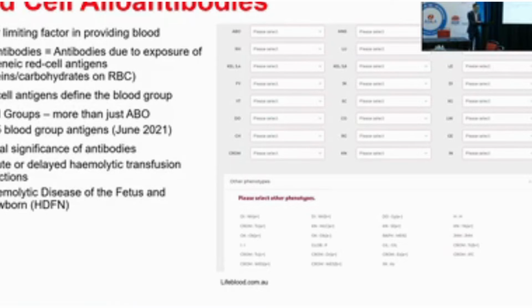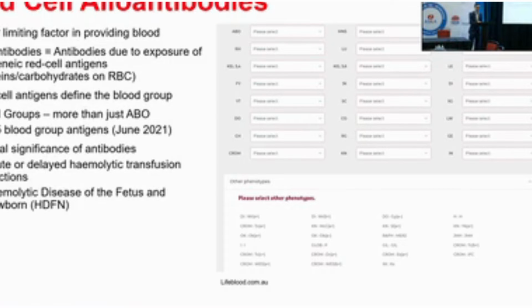And what happens is that you can get alloantibodies, which can cause a lot of problems. One of the problems is it can be clinically significant and cause acute or delayed hemolytic transfusion reactions. And in a pregnant female, some of these antibodies can cross the placenta, causing hemolytic disease of the fetus and newborn. Now, another important point to note is that there's a lot of blood groups out there.